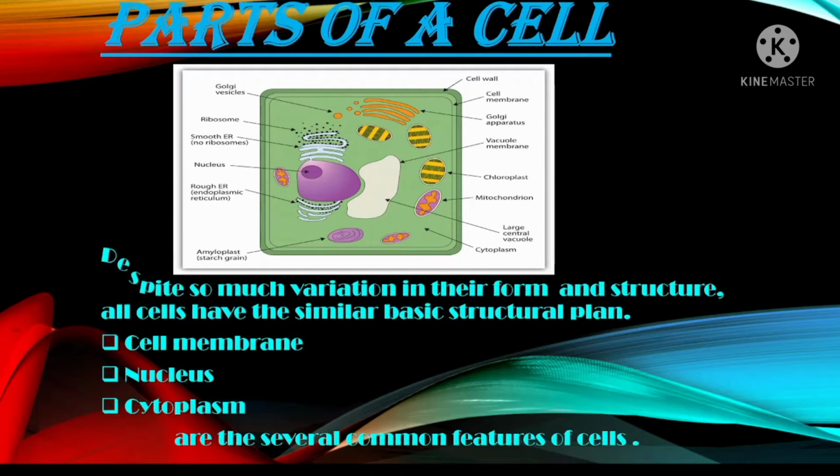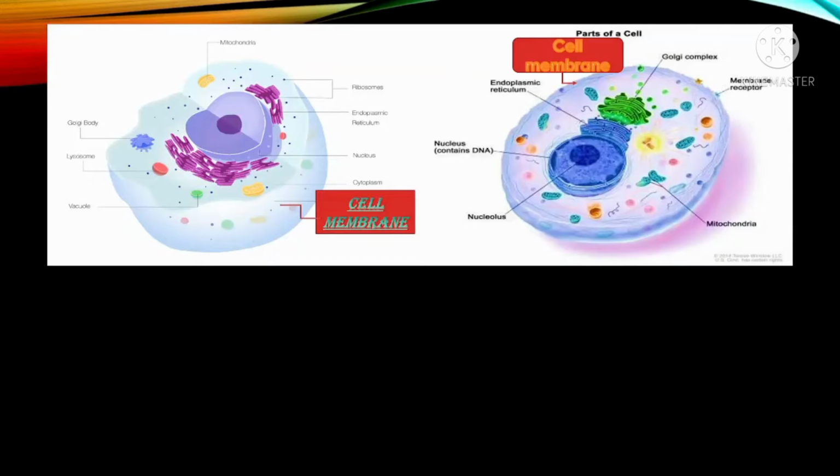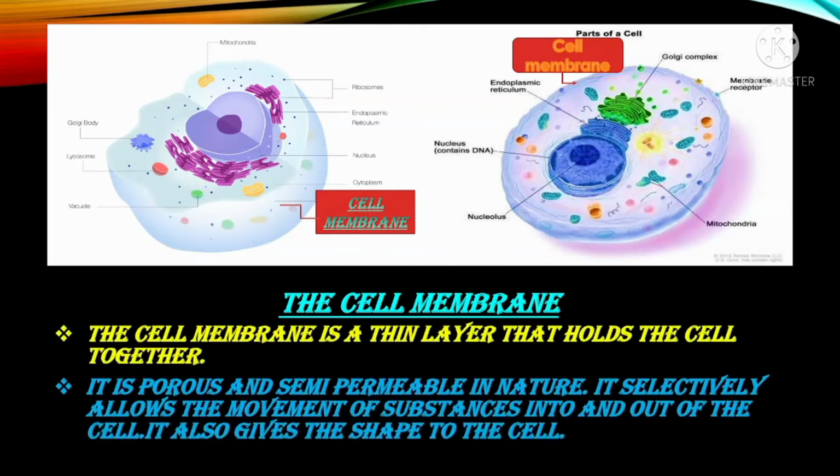Parts of a cell. Despite so much variation in their form and structure, all cells have a similar basic structural plan. Cell membrane, nucleus and cytoplasm are the several common features of cells. The cell membrane is a thin layer that holds the cell together. It is porous and semi-permeable in nature. It selectively allows the movement of substances into and out of the cell. It also gives shape to the cell.